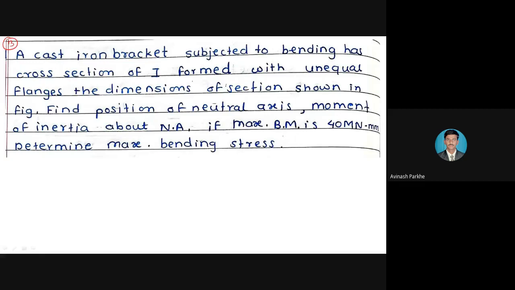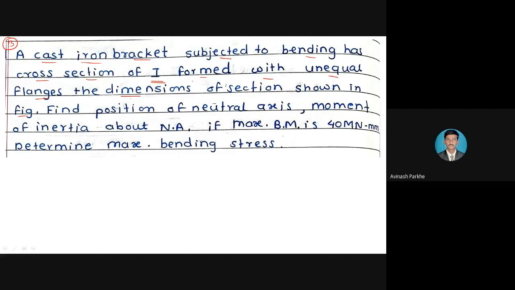First of all, read the statement carefully, understand what that particular statement says, and then we will go for the further calculation. A cast iron bracket subjected to bending has cross section of I. Here it is given: whatever the cast iron bracket is there, it is having the cross sectional area in the form of I, formed with unequal flanges. The dimensions of the section are shown in the figure.